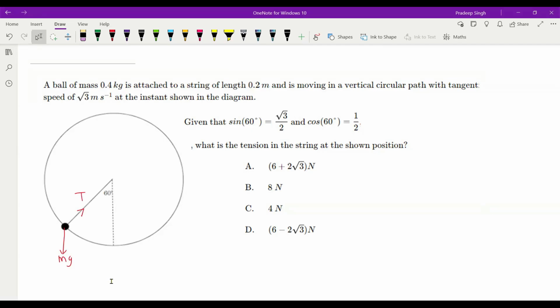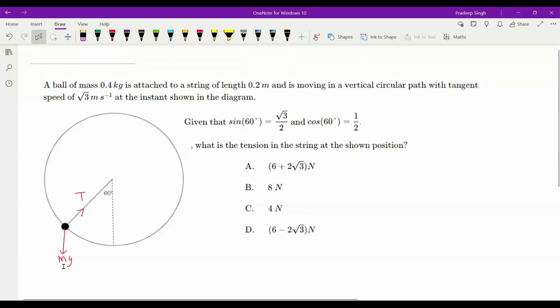Step two is to identify the centripetal force for this particular case. We know the centripetal force is the net force which is acting towards the center. So we can see T is acting towards the center, but one component of mg will also be towards the center. So how do we do it?